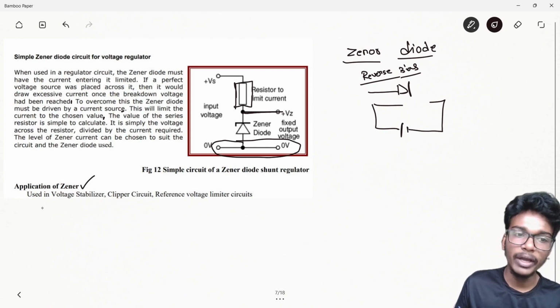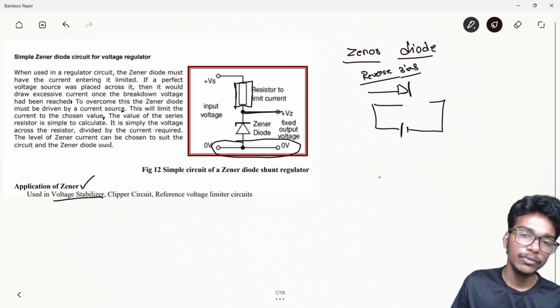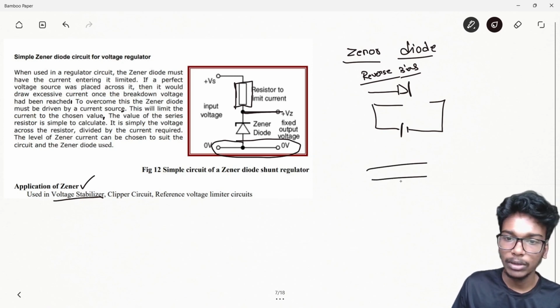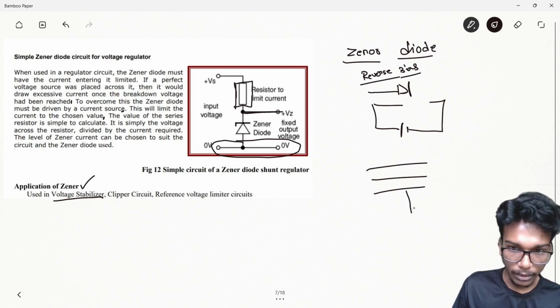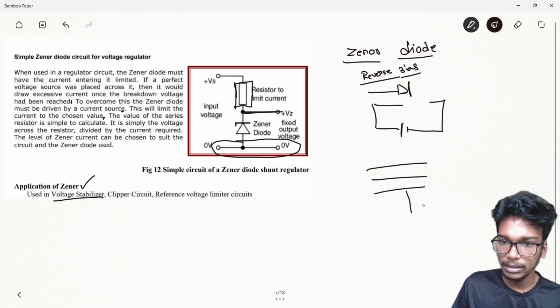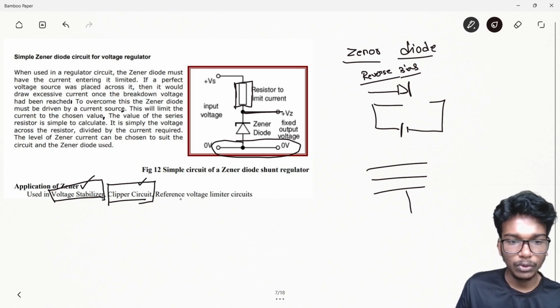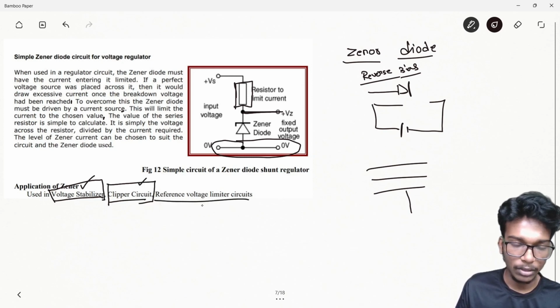Applications of a Zener diode: this can be used in voltage stabilizers, right? The voltage from the line in our houses will be very fluctuating. If you use that voltage fluctuation directly with any of our electrical appliances, they are going to be damaged, confirmed. So we have to stabilize the voltage. The device which is used to stabilize the voltage is known as a voltage stabilizer. In that stabilizer, we use Zener diodes. Other applications are reference voltage and limiter circuits. These are the applications of a Zener diode.